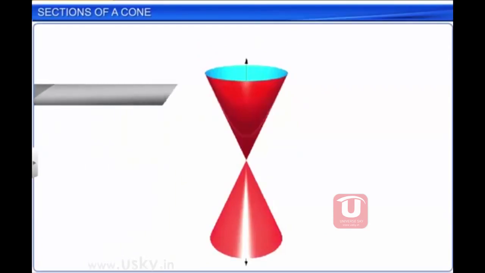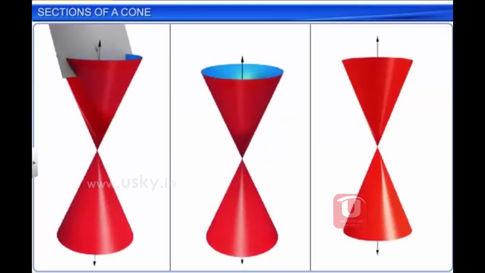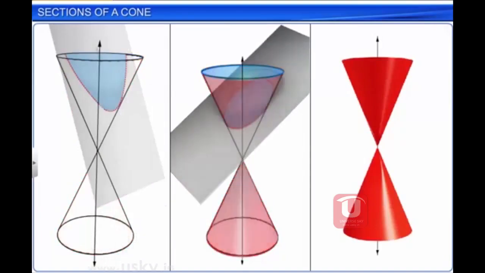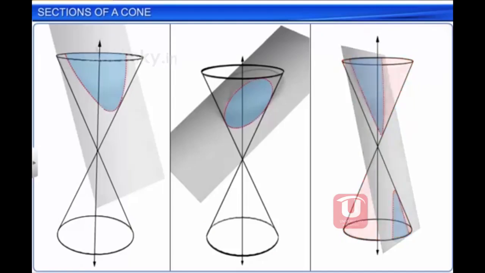When a plane intersects a cone, it cuts a section from the cone. This section is called a conic section or a conic. We get different kinds of conic sections of different shapes depending on the position of the intersecting plane with respect to the cone and the angle it makes with the vertical axis of the cone.